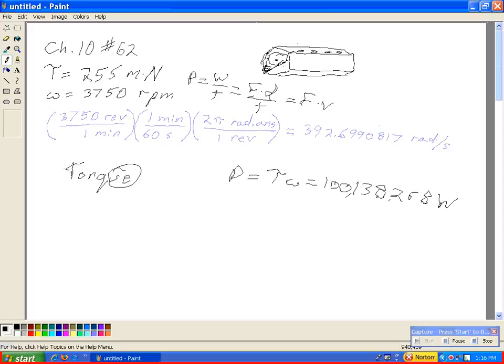I like watts. Reminds me of light bulbs. But okay. So we change that by multiplying by how many watts there is in the horsepower. There's 746 watts in the horsepower. And when we do that, we get 134.2336003 horsepower. Now we need to change sig figs.